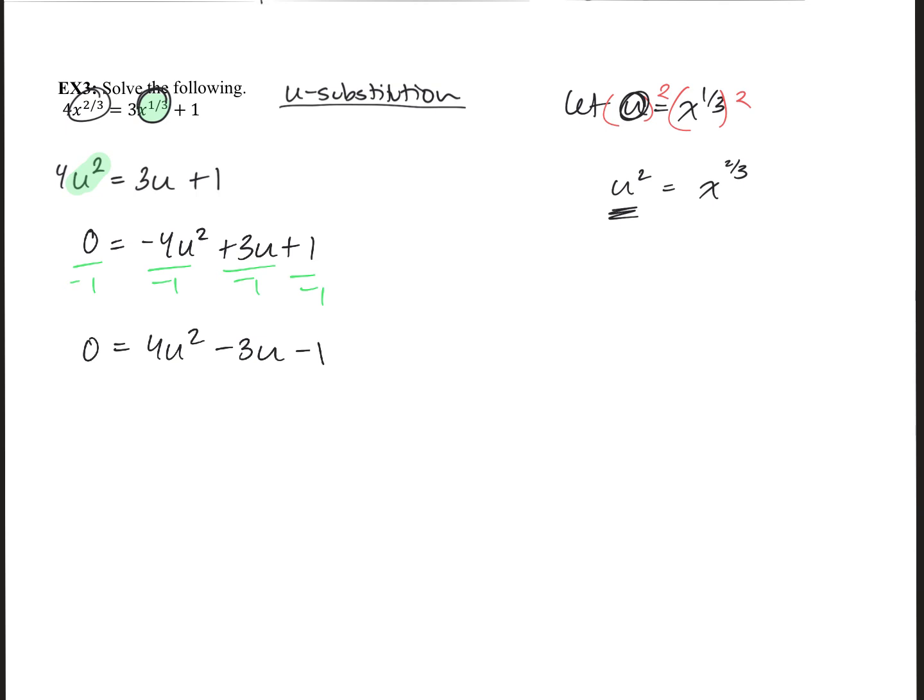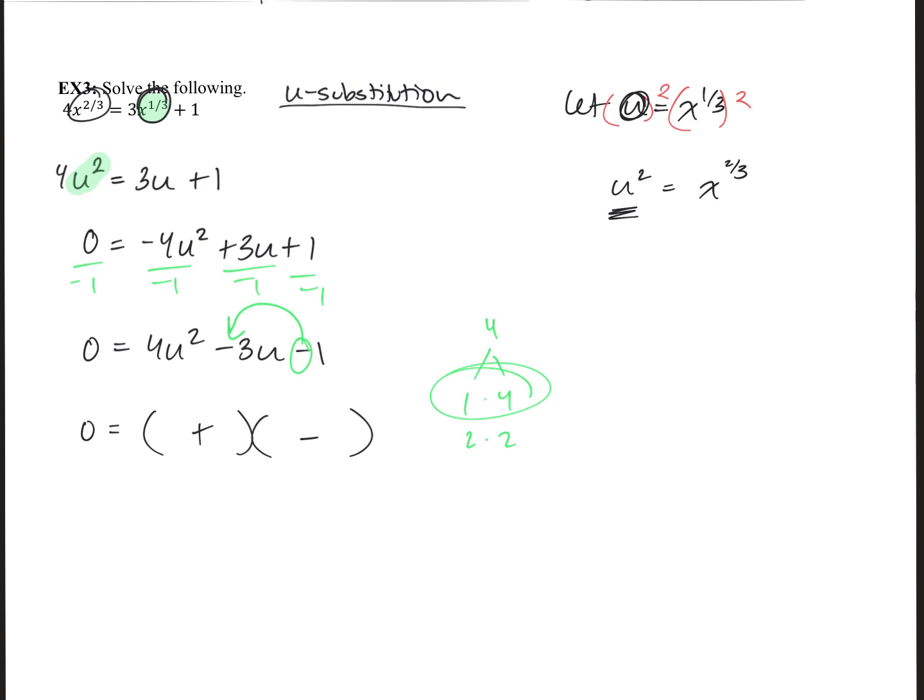Can we factor this? Well, let's see. Factors of 4. So we want to have a negative and a positive, because this last one here is a negative. And we want to end up subtracting to get a negative 3. So factors of 4 are 1 and 4, and 2 and 2. Factors of 1 are just 1. Now we can subtract any of these to get 3. We can subtract 4 and 1. Alright, so let's go ahead and do that.